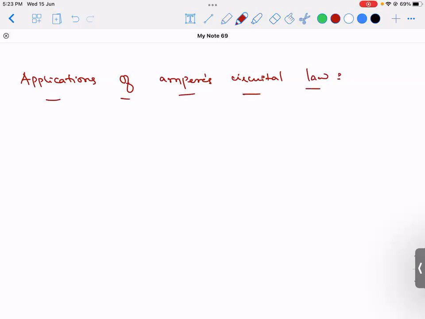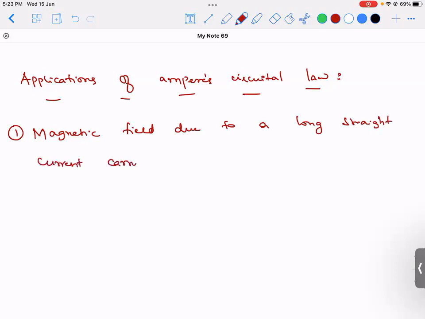When you look at Ampere's circuital law's applications, the first one is the magnetic field due to a long straight current carrying conductor. Are you guys able to see the first place? Karush, is it visible? Okay. So, magnetic field due to a long straight current carrying conductor.